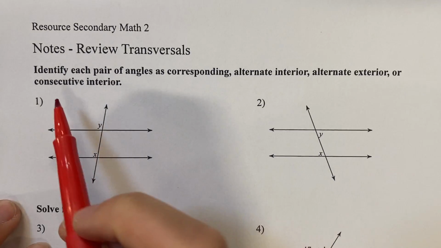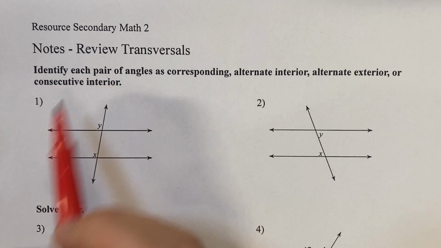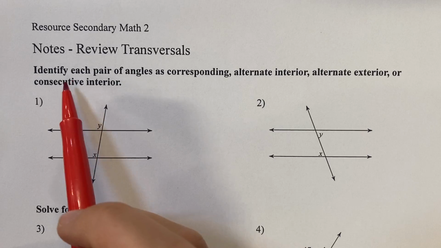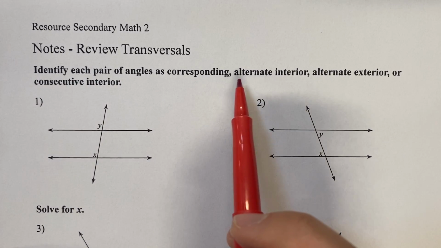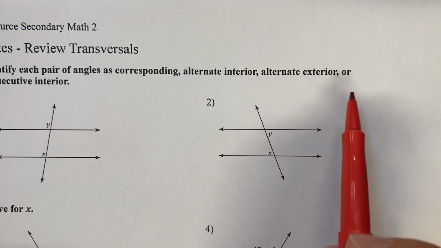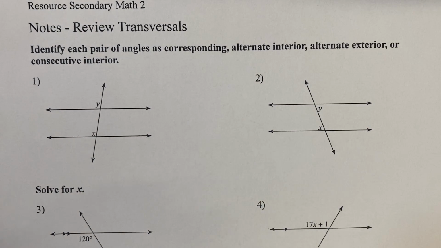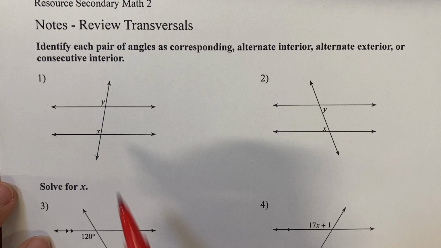Okay, so it says to identify each pair of angles as corresponding, alternate interior, alternate exterior, or consecutive interior. Okay, so let's go ahead. We're just trying to name the relationship of the transversal.